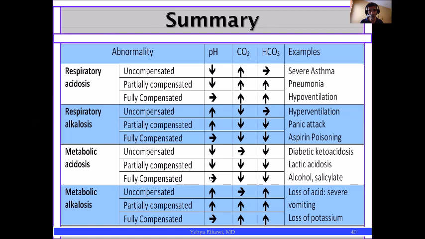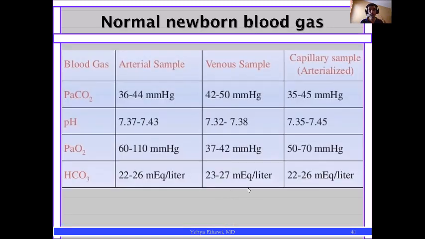When it's back to normal and both heading in the same direction, it's fully compensated. And again, the metabolic alkalosis. Normal gas for newborns: venous, arterial, and capillary blood gas. And I hate the name normal. I don't like it because I always like the scenarios, and I would like to call it acceptable or permissible instead of normal. Okay, it's there.